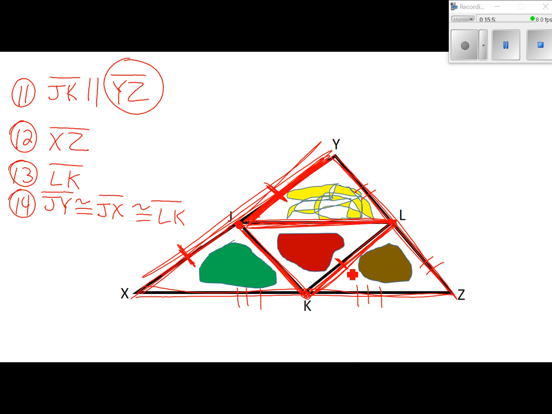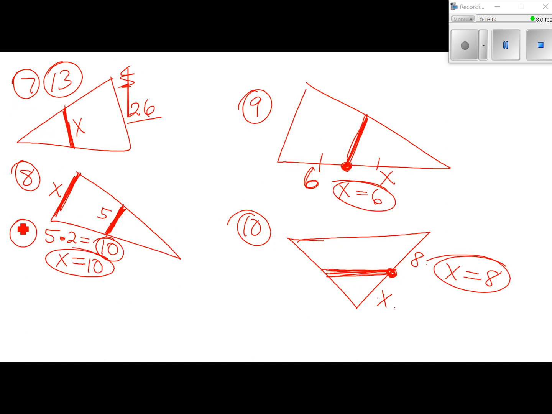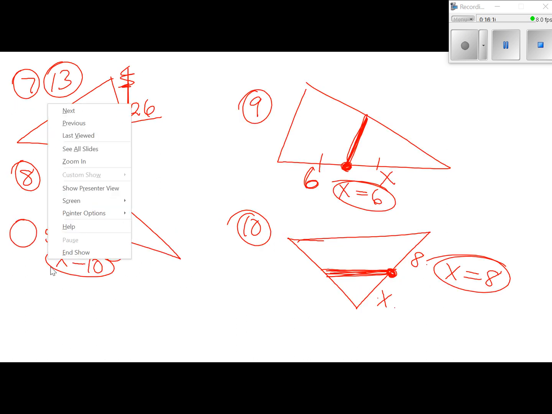And we could do the same thing on the rest of these. These bottom two have 3 tick marks on them. Well, they have to be congruent to that one right there in the middle. These over here have 2 tick marks on them. Well, they have to be congruent to that one. And that's probably where questions 15 and 16 are going.